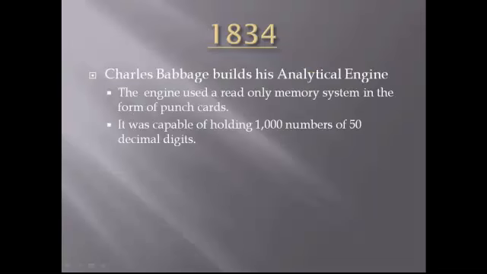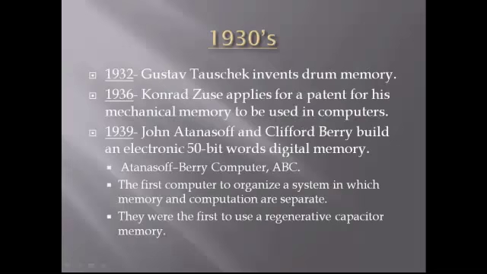Next, we made a timeline to chronicle how computer memory has changed over time, starting in 1834 with Charles Babbage building his analytical engine. This engine used a read-only memory system in the form of punch cards, and it was capable of holding 1,000 numbers with 50 decimal digits. In 1932, Gustav Tauschek invented the drum memory, and then in 1936, Konrad Zuse applied for his patent on mechanical memory to be used in computers.